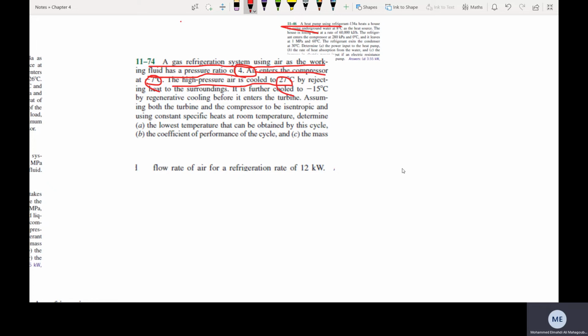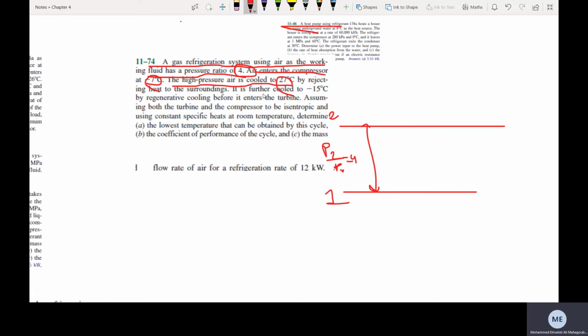So now I know the Brayton cycle, and I know that at first I have a pressure ratio of 4. This is the higher pressure, this is the lower pressure, and this is the pressure ratio. I will call this 2 and this 1. So pressure 2 over pressure 1 is equal to 4. That's a fact that I know.